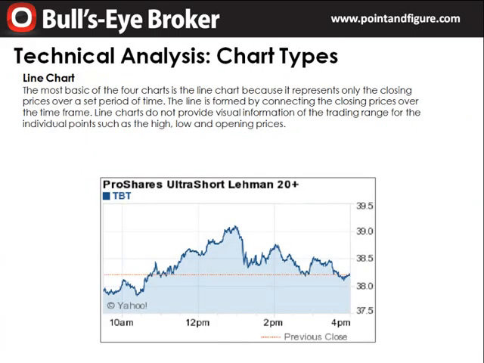Technical analysis uses charts to simplify the study of price action. The four basic charts are: 1. The line chart, 2. The bar chart, 3. The candlestick chart, and 4. The point and figure chart. The line chart is the most basic of these four charts. It only represents the closing price over a set period of time. Line charts do not provide any type of additional information as a trading range, such as high, low, and opening prices.